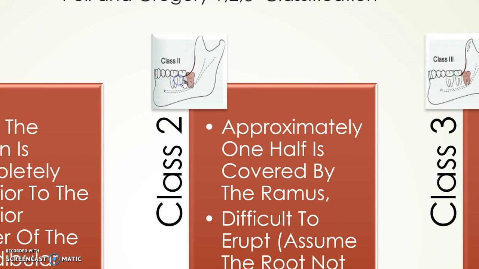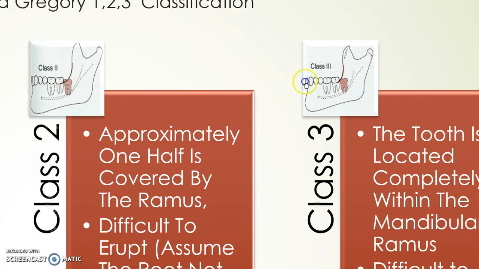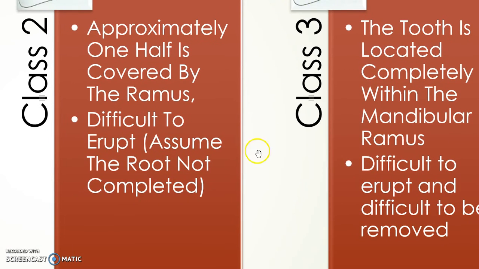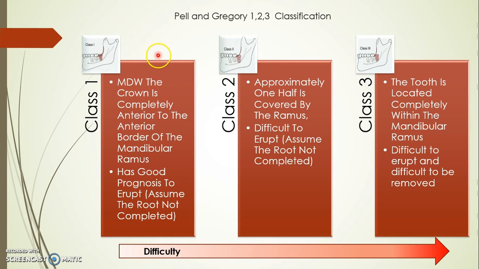The second one, which is mostly half or more than a half of the crown of the impacted molar, is embedded in the anterior border of the ramus of the mandible. And again, the difficulty of the removal of this one is more than the previous one. And finally, the third, where the tooth is completely within the mandibular ramus, so there's no way to remove it easily. And again, difficulty wise, as we go from class 1 to class 3, the difficulty is going to be increasing.